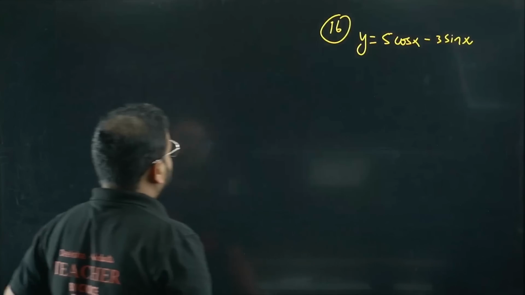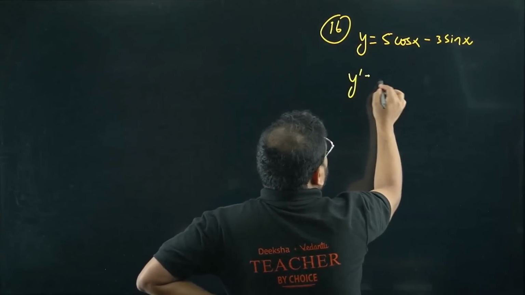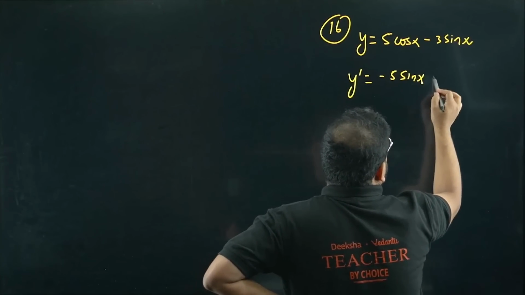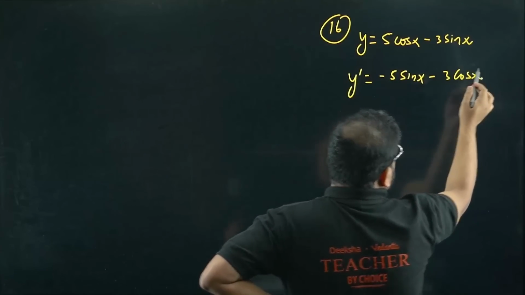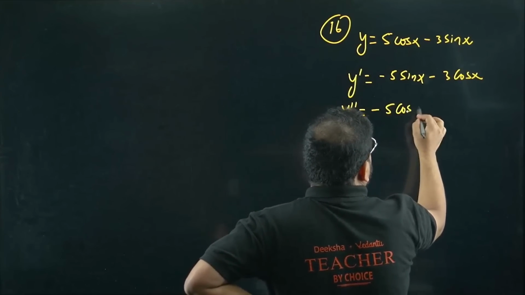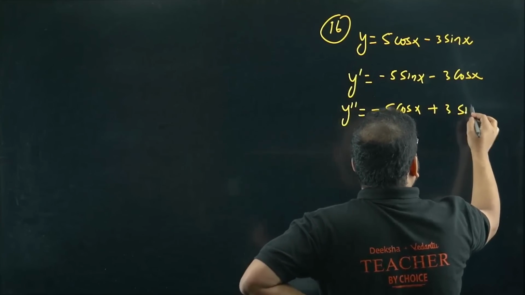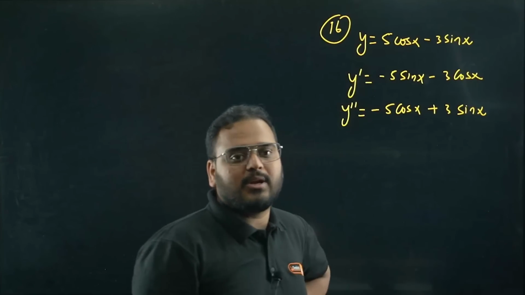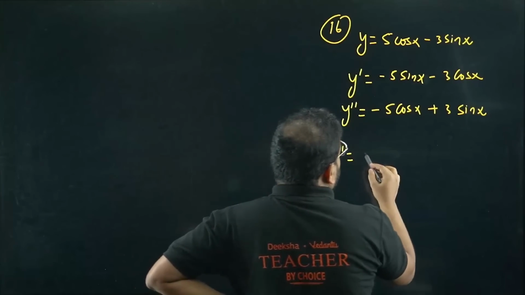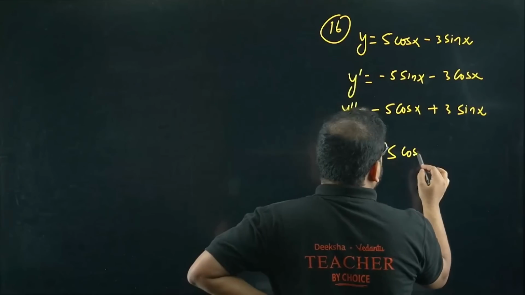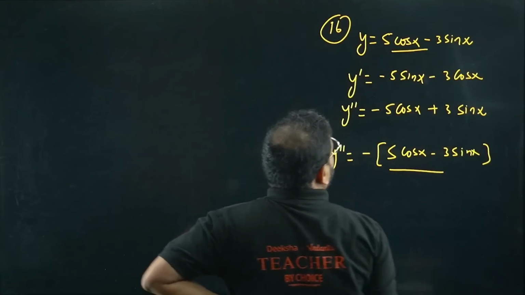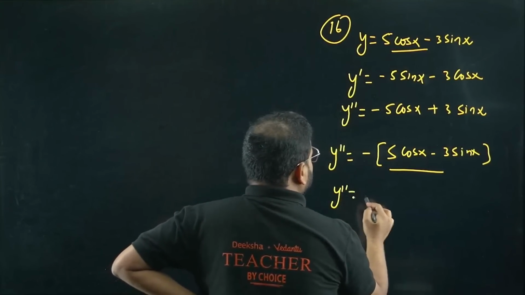Take the second derivative. First we take the first derivative, which will come out as minus 5 sin x and minus 3 cos x. Second derivative will again be minus 5 cos x and plus 3 sin x, because for cos it is negative of sin, right? That's why plus 3. Now if you check this, I can write y double dash as, taking the minus sign common, 5 cos x minus 3 sin x, which is same as y, correct? So I'm getting y double dash as negative of y.